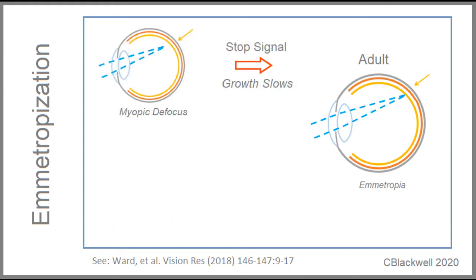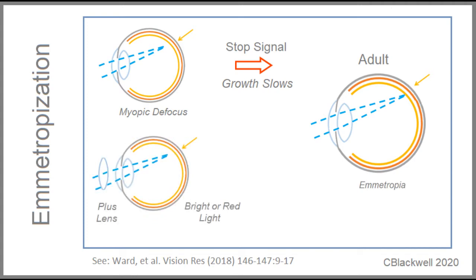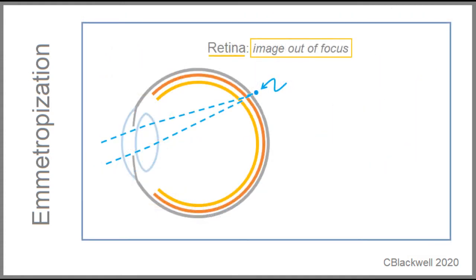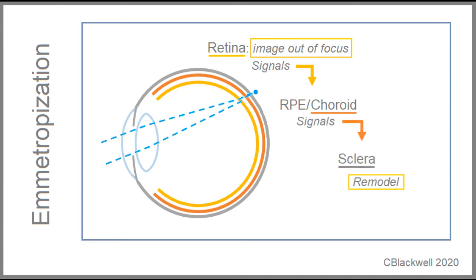For myopic defocus, the eye generates a stop signal, and growth slows, allowing the image to move back to the retina. The same stop signal can be triggered by using a plus lens to induce myopic defocus. A red light or bright light may also generate a stop signal. By whatever mechanism the retina detects direction of defocus, there is a cascade of signaling within the eye that directs the sclera to remodel, thus controlling the length of the eye and refractive status. That is emmetropization in one simple diagram. Video 3 covers this in detail.